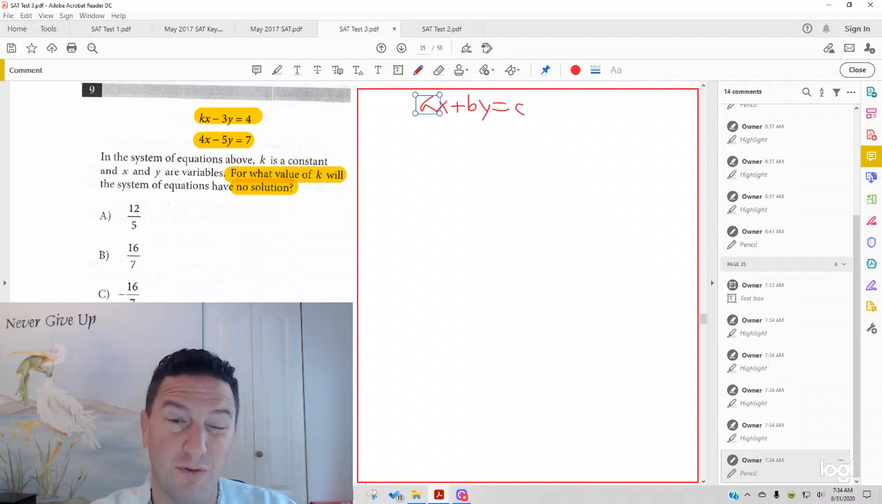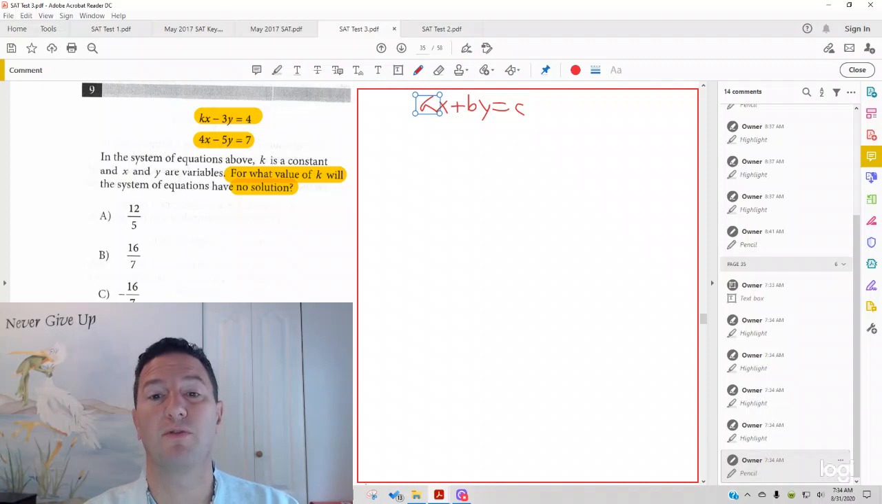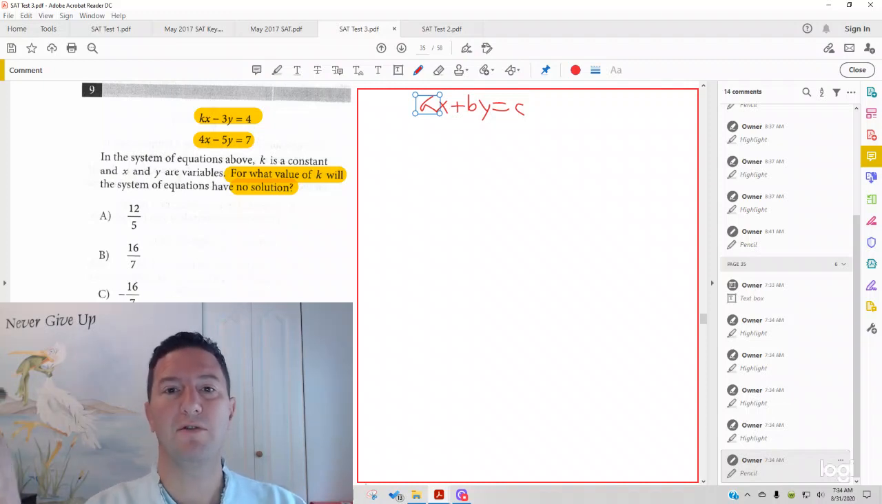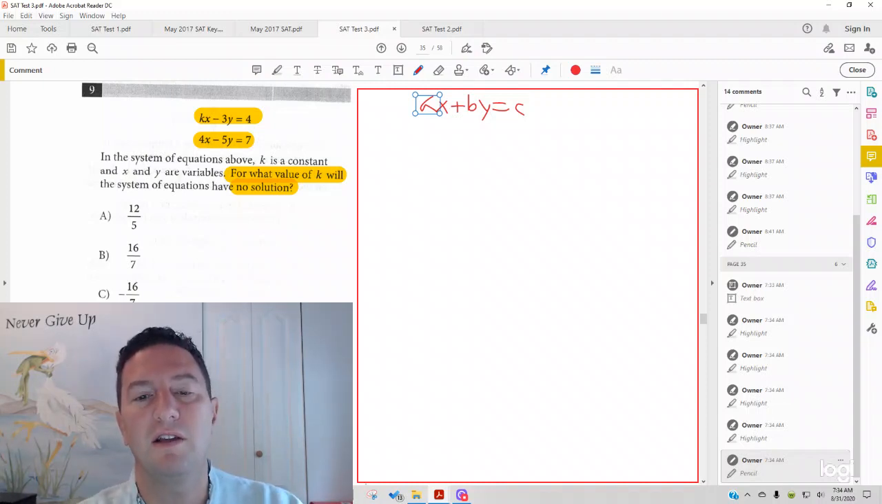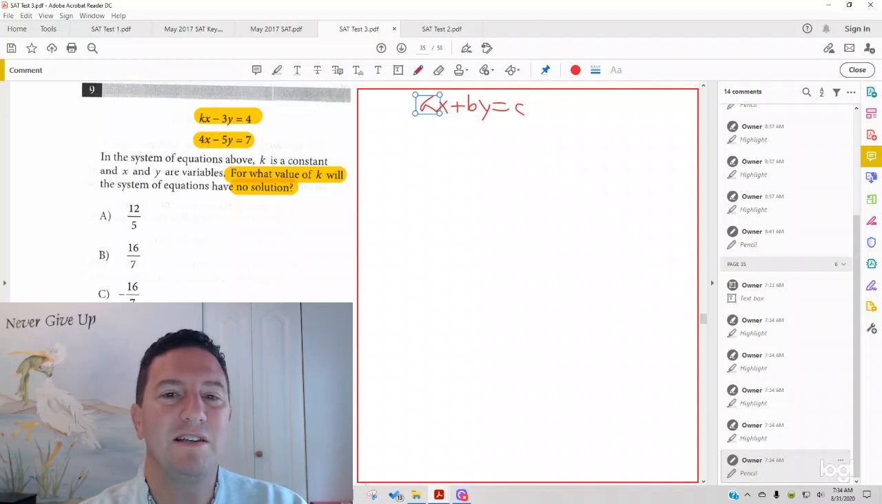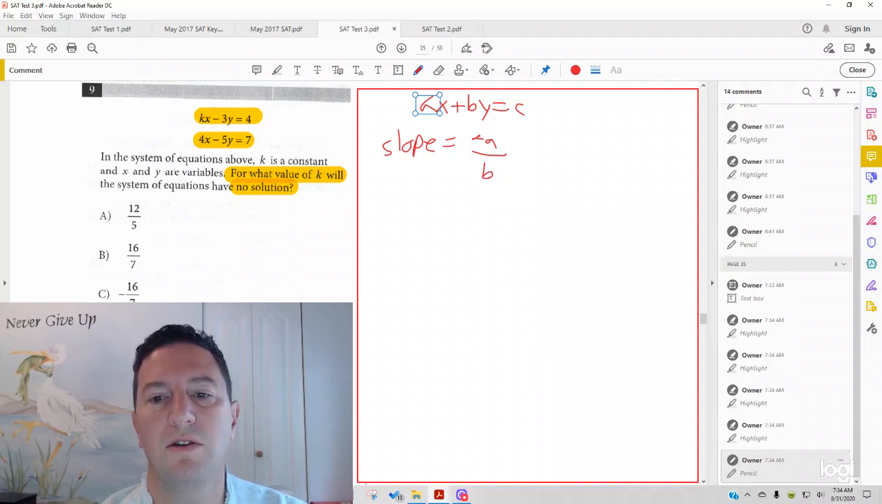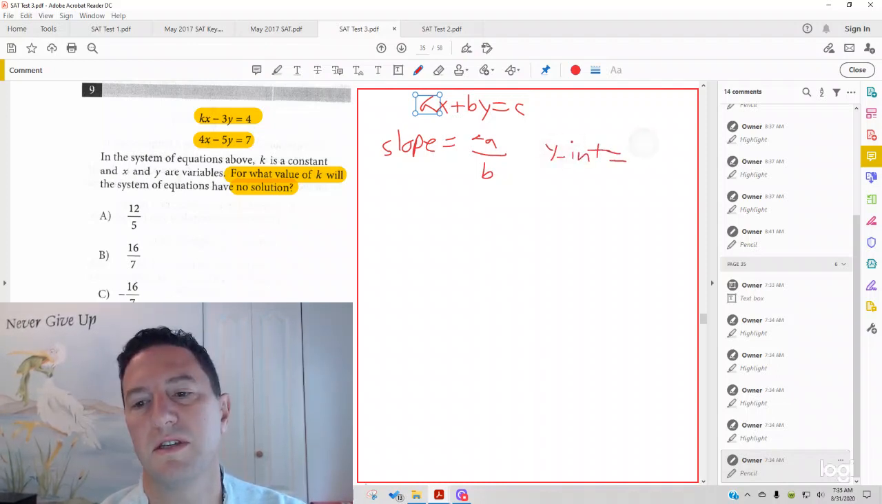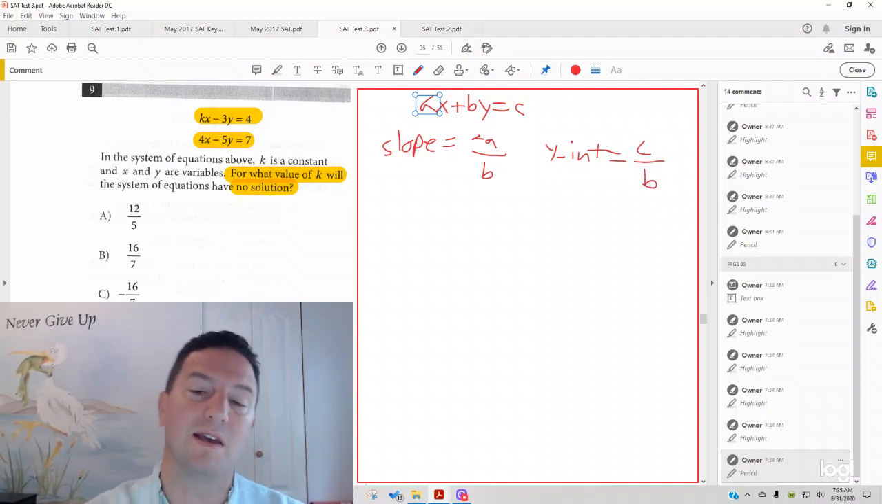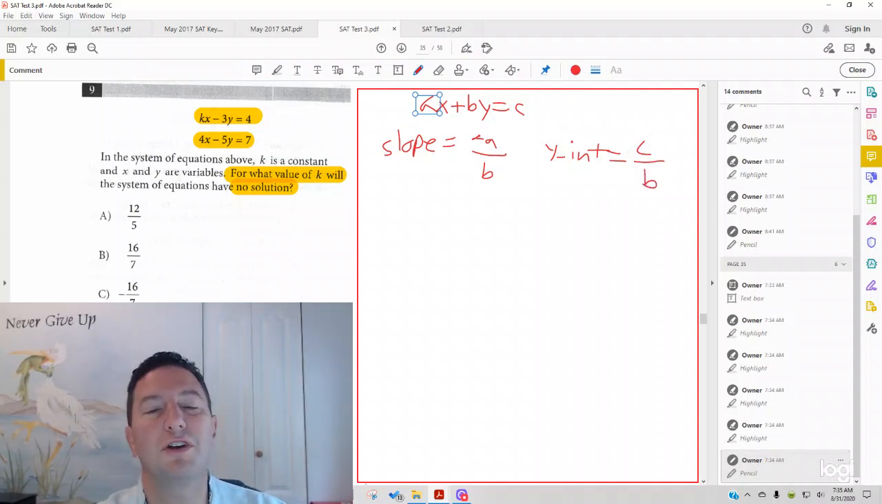It'd be much easier if they just gave us slope-intercept form, but there's a little pattern that you could follow here that I highly recommend you know. It makes these problems so much easier. Slope here equals negative a over b, and y-intercept equals c over b. That's what you need to know. Now you could just look at each equation and tell what the slope and y-intercept is.